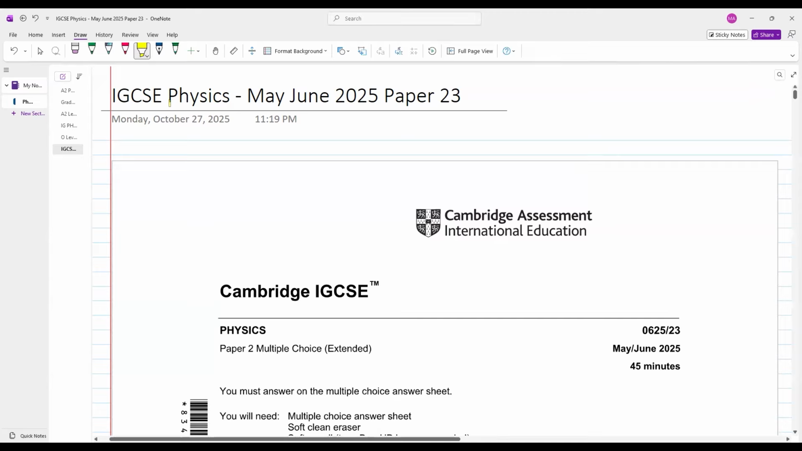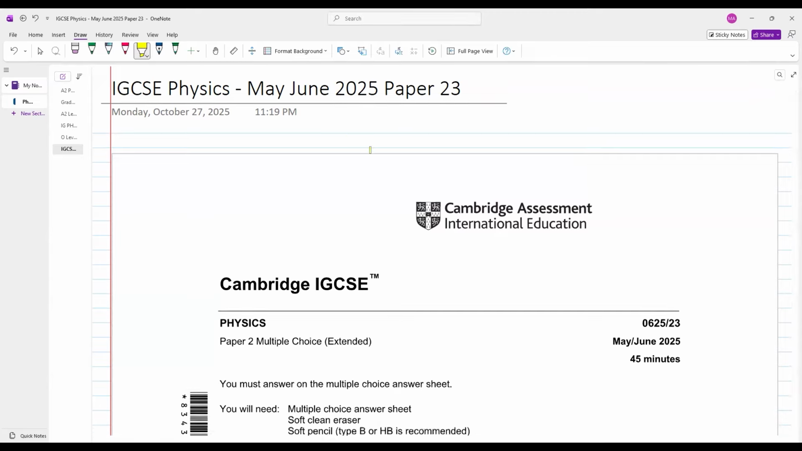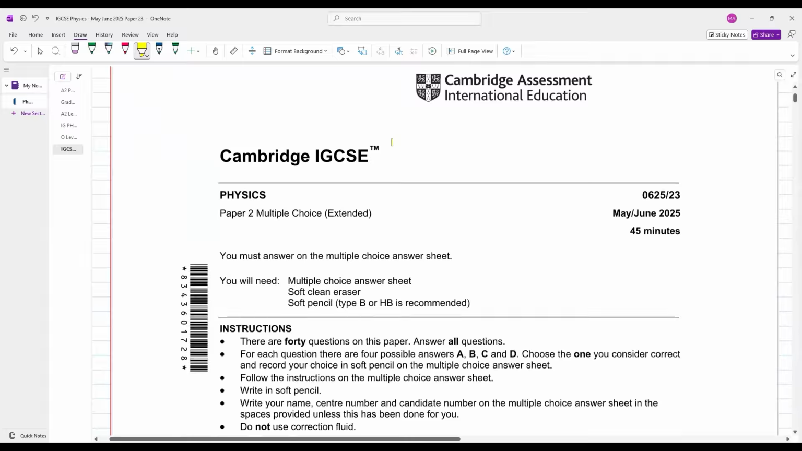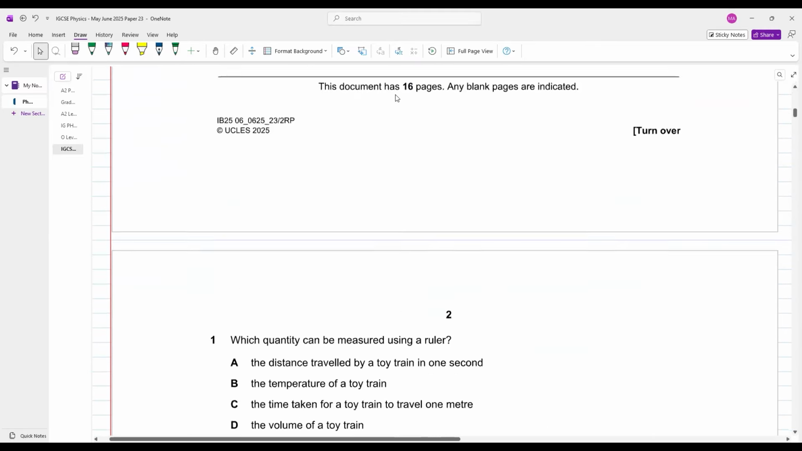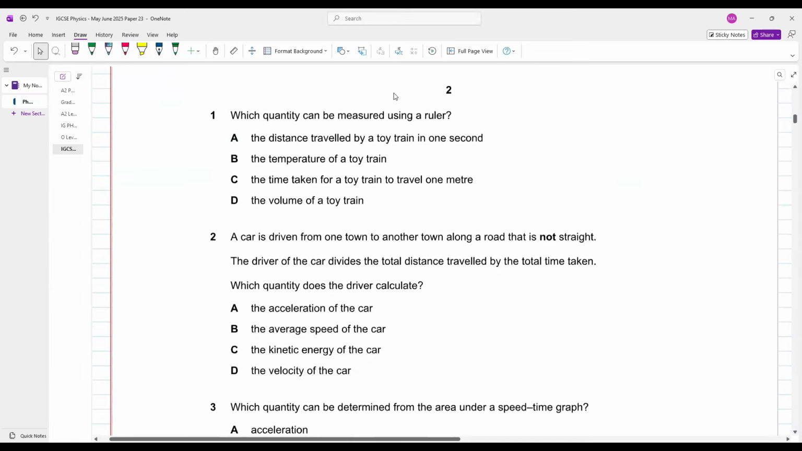Okay, students, so let's get started with IGCSE Physics, May June 2025, Paper 2, Variant 3. This is a 45 minutes paper. Let's start with the first question.